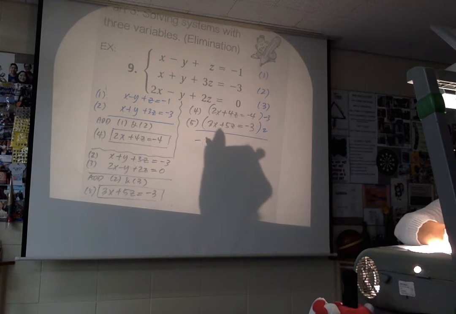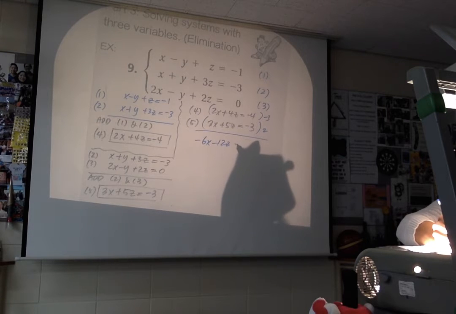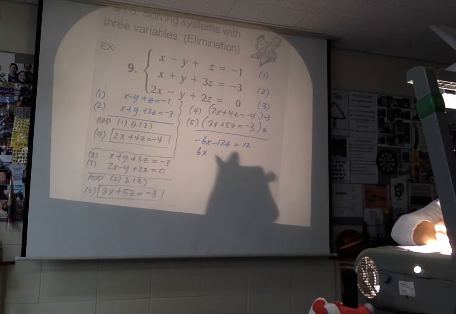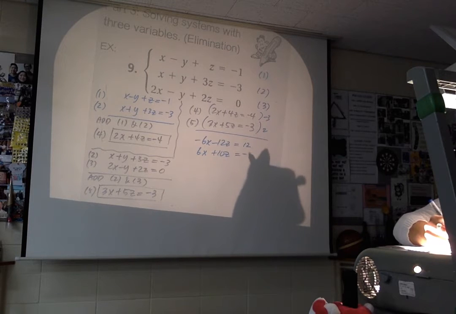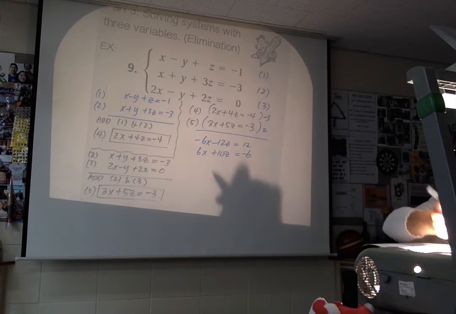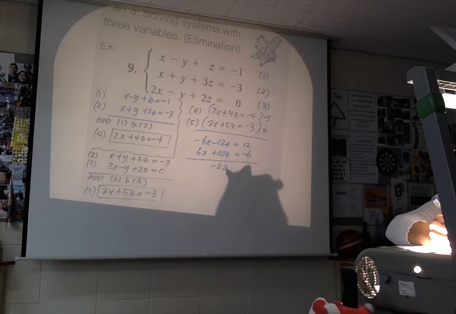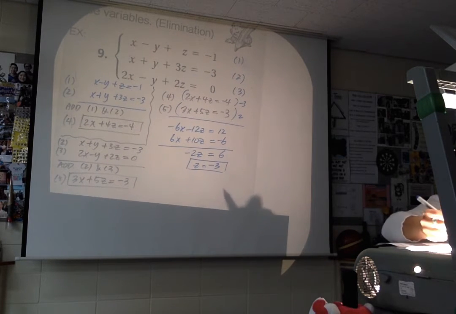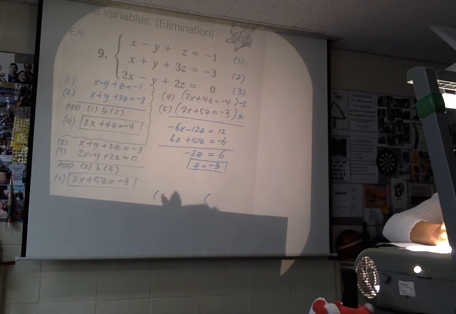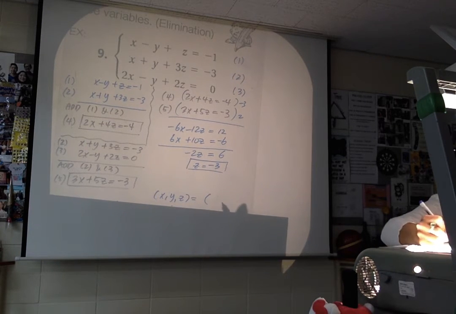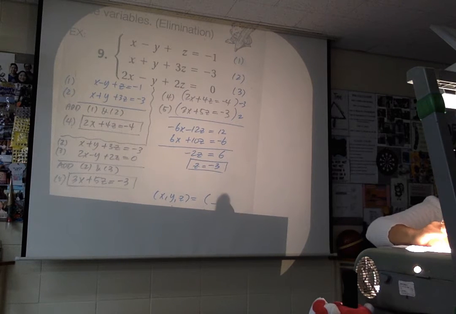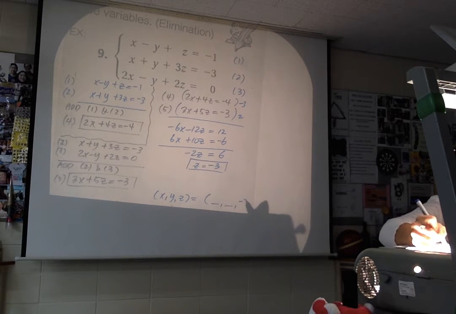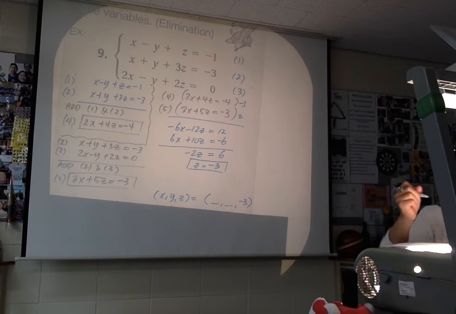And when I do, I get negative 6x minus 12z is equal to 12, and 6x plus 10z equals negative 6. Alright? So when I do that, I get negative 2z is equal to positive 6, so z must be negative 3. Uh-oh, I forgot to start my problem again, right guys? I need to always start with x, y, z. So far I have found z, so I'm going to put negative 3 here. Alright, I found it, okay?